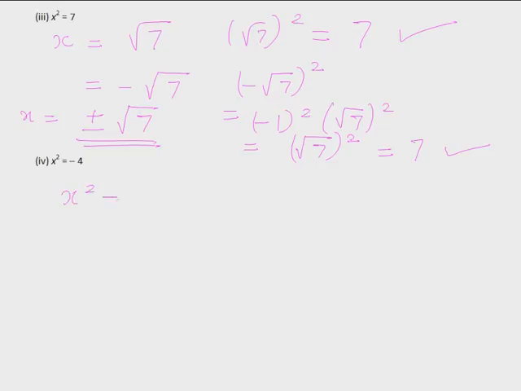How about x square equal to minus 4? Well, if x is a real number, then the square of a real number is always positive or 0. Because a negative number squared also gives a positive number and a positive number squared also gives a positive number. So this cannot have a solution. I cannot find a real number x whose square is minus 4.